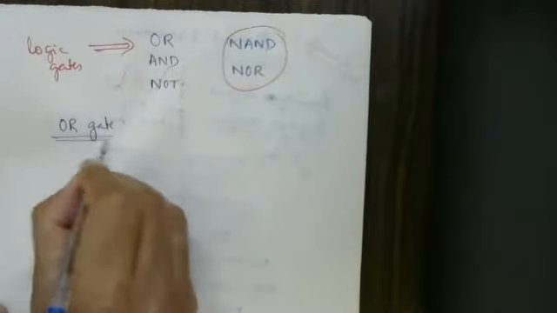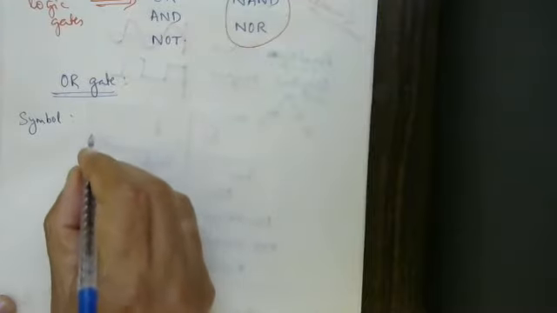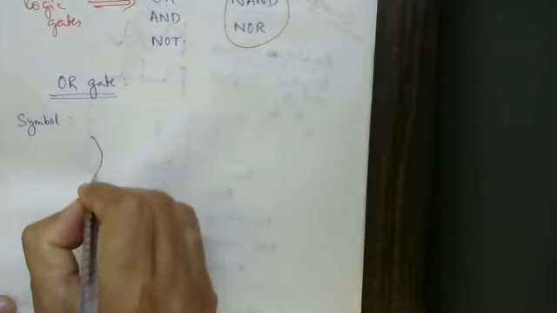The OR gate. What is this OR gate? What is the first question we are going to frame under the OR gate? The first question: write the circuit symbol for the OR gate. Carefully, we have to write the circuit symbol for the OR gate. This is the OR gate symbol. We have to write it like this.